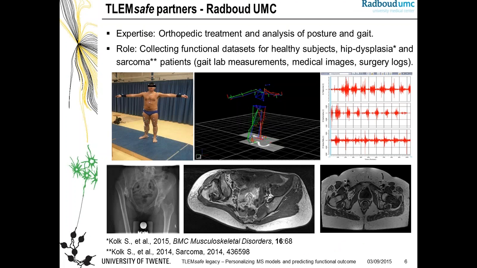Another partner was Radboud University Medical Center in Nijmegen in the Netherlands, where all the medical surgical procedures and the lab measurements were performed. A complete functional dataset, including optical markers, force plate and EMG measurements from the gait lab, and maximal forces measurements, and medical images such as MRI, CT, and PET scans were collected for healthy subjects and for hip dysplasia and sarcoma patients.